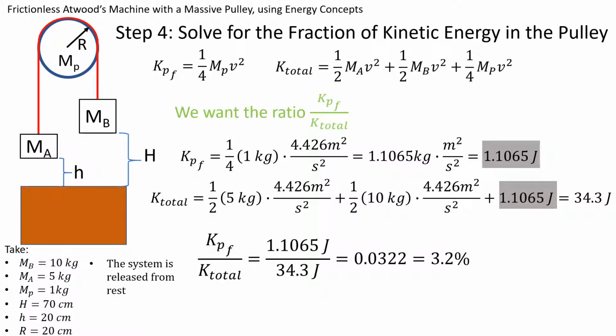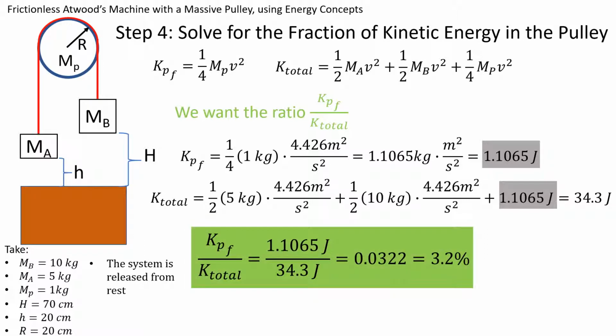So the fraction here is 1.1065 joules over 34.3 joules, or 0.0322, or 3.2%. This is the last thing that we were asked to solve for. 3.2% of the kinetic energy is in the pulley. The rest is in the motion of the two masses.